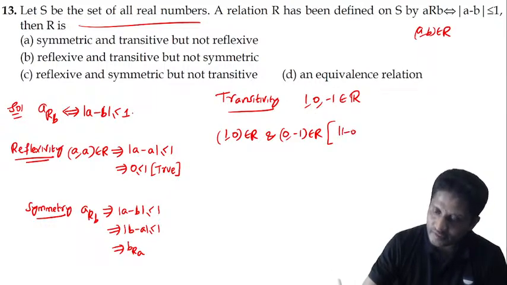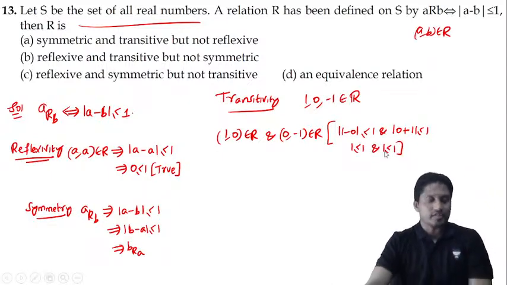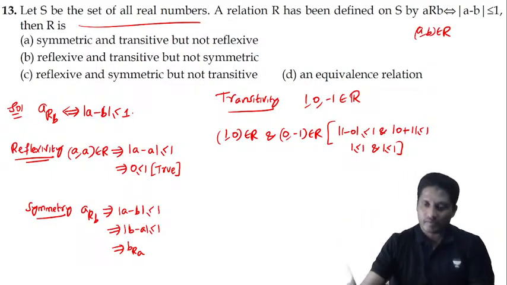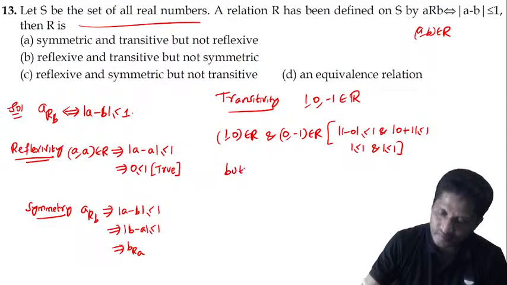Modulus of 1 minus 0 should be less than or equal to 1, and modulus of 0 minus of minus 1 is 0 plus 1, which is less than or equal to 1. 1 is less than or equal to 1. Again 1 is less than or equal to 1, which is true. Right, so A comma B belongs to R and B comma C belongs to R, but A comma C does not belong to R. What's the reason?